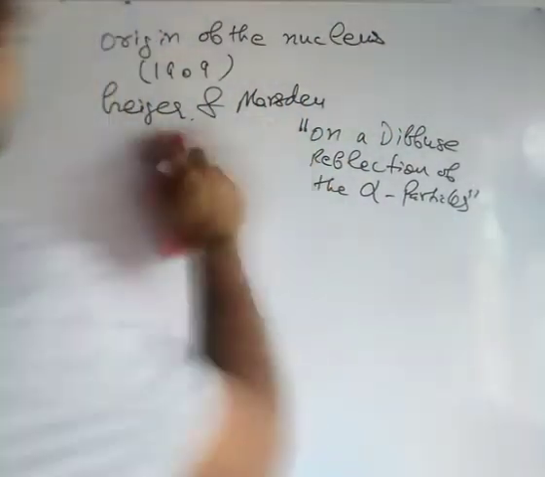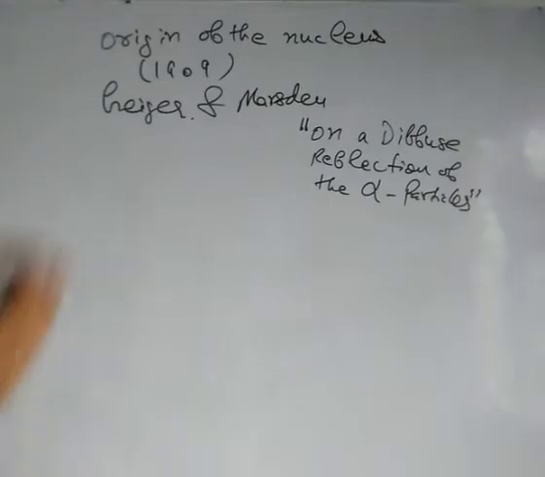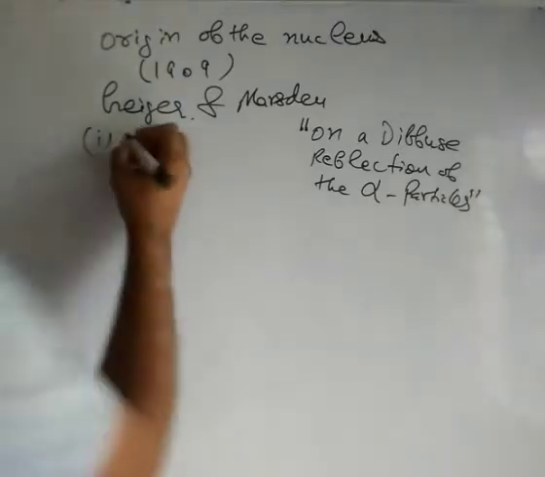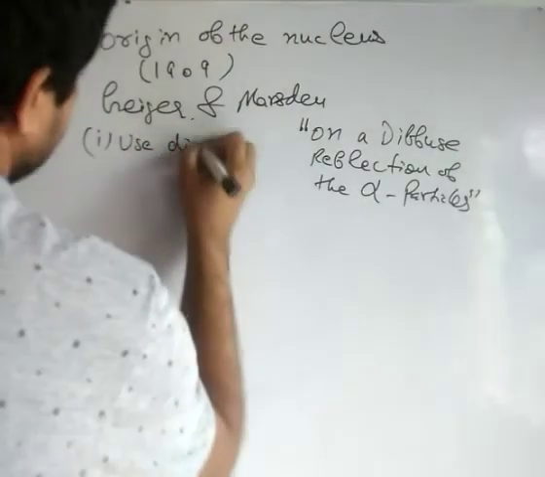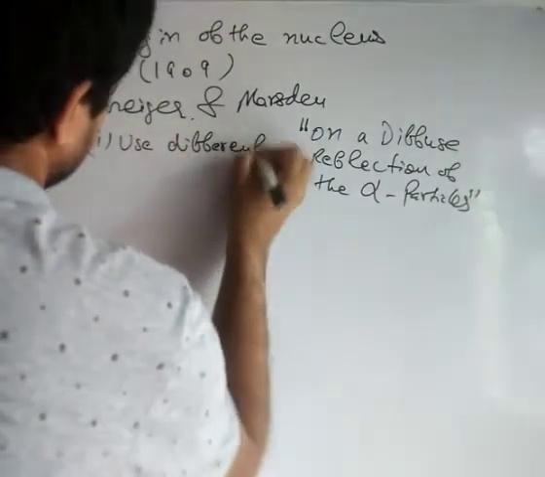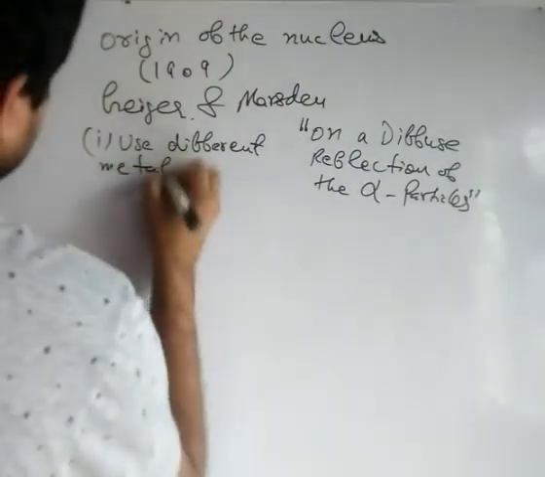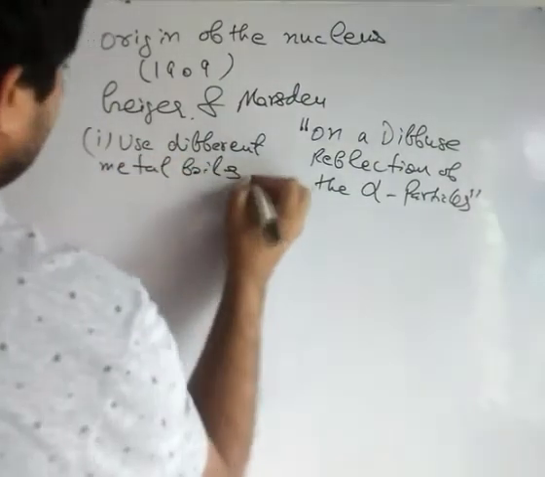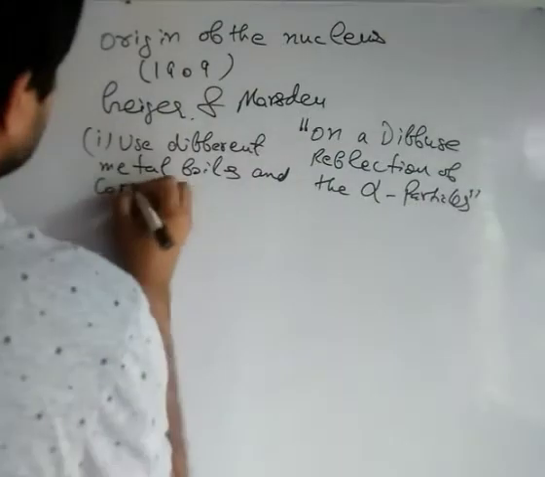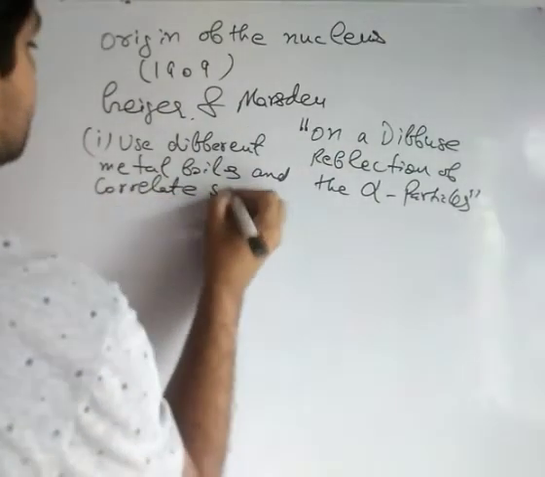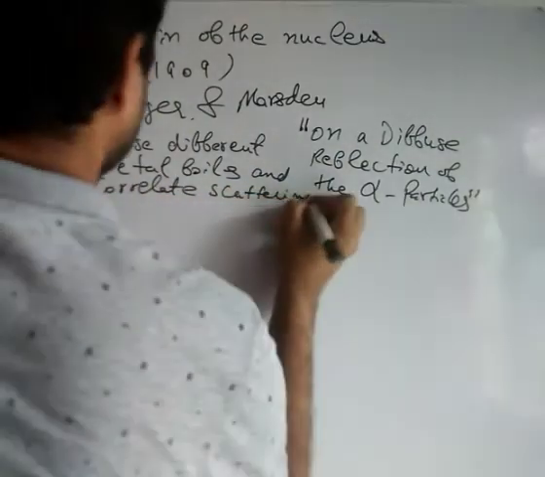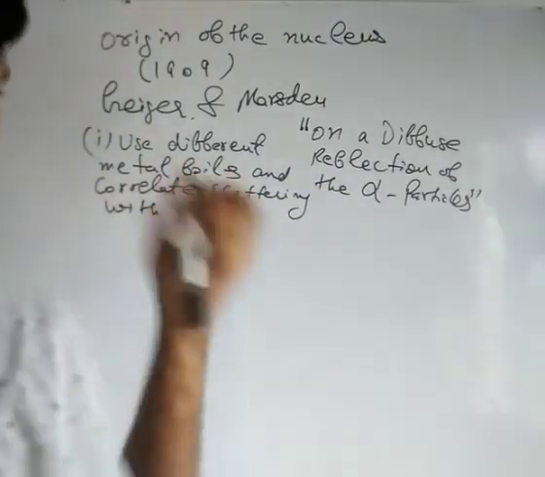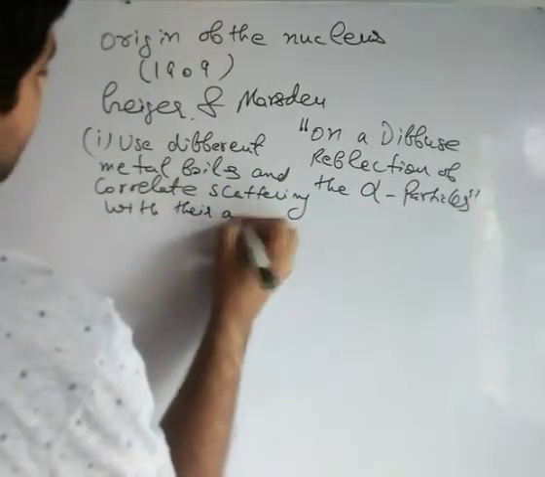Now what did they do? The first thing they did is that they used different metal foils and correlated scattering with their atomic weights.